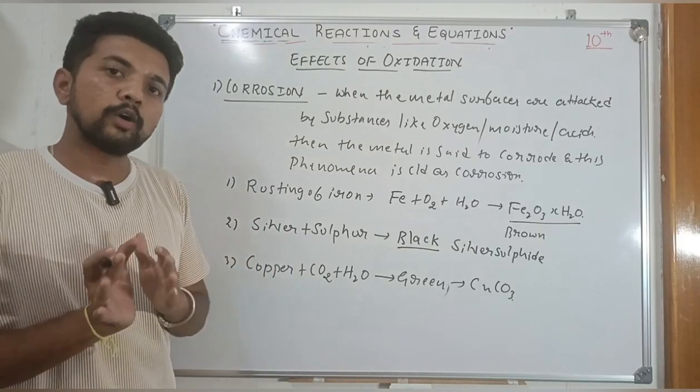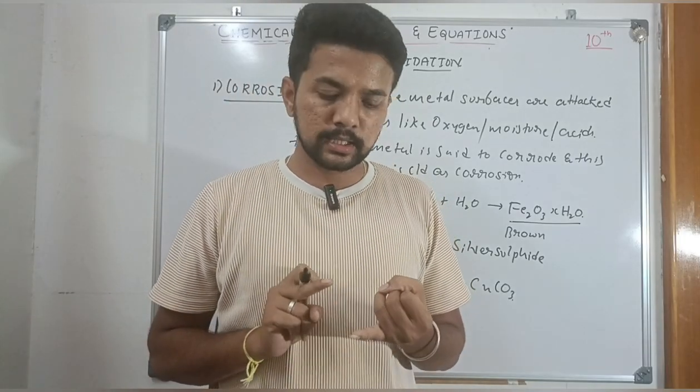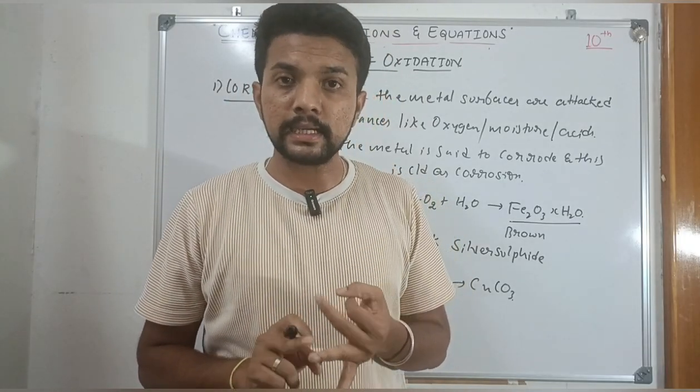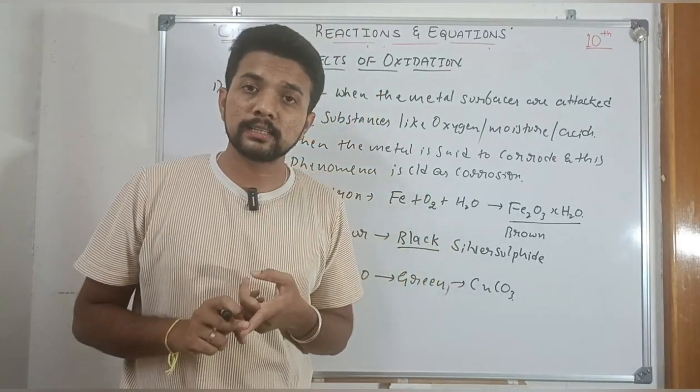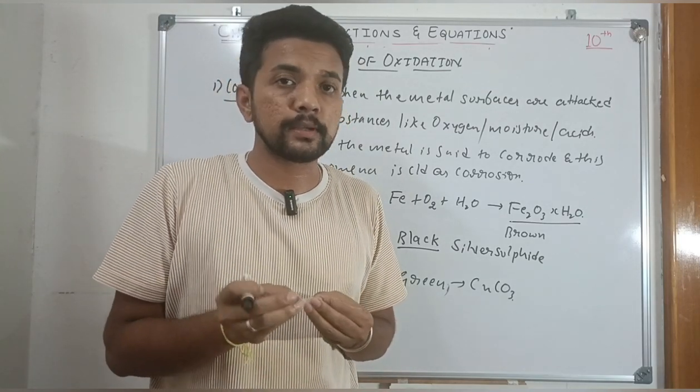So how to prevent corrosion? The methods for the prevention of corrosion are, first one is oiling, painting, greasing, galvanization, formation of alloys. These are some of the methods for the prevention of corrosion.